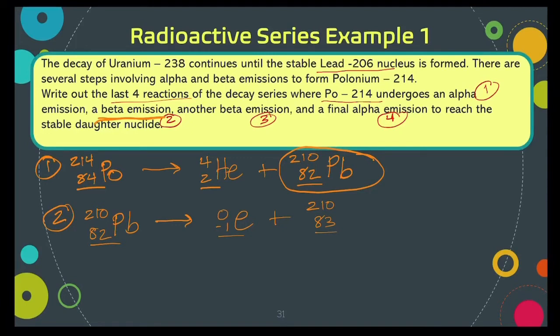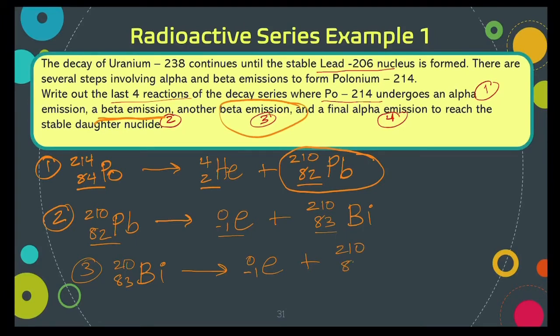Use your periodic table to look up the identity of element atomic number 83. So that would be bismuth. Now we're going to take bismuth and have it begin the third nuclear decay reaction. So bismuth, mass number 210, atomic number 83, will undergo a beta emission. So we're on the third equation, another beta emission. So just go ahead and write down your beta particle, and then the resulting daughter nuclide mass number will still be 210. It remains unchanged, and the bottom number is going to be 84, the atomic number.